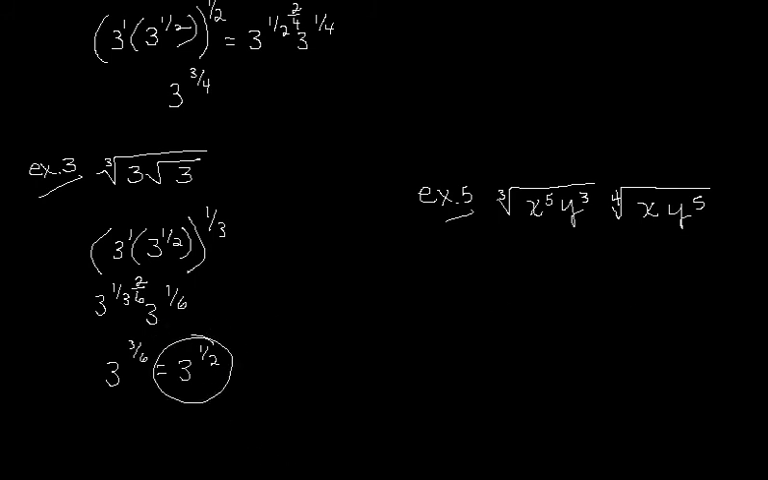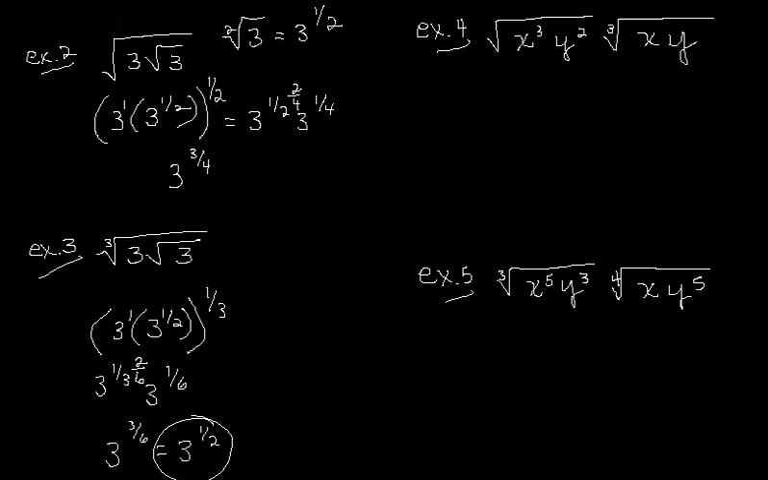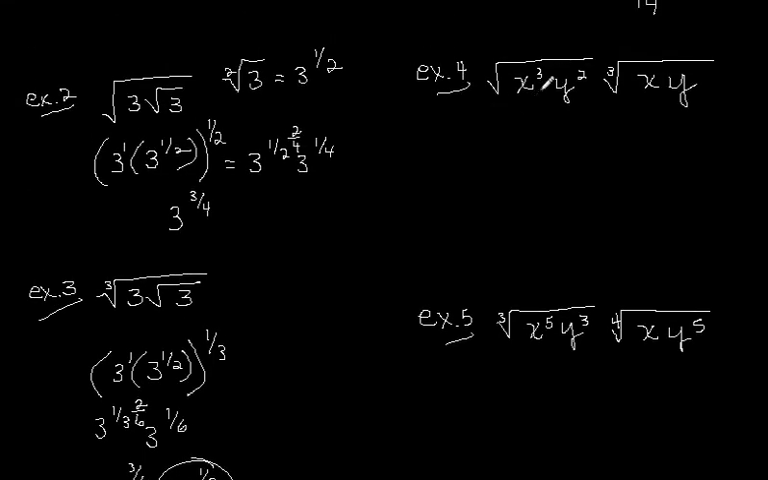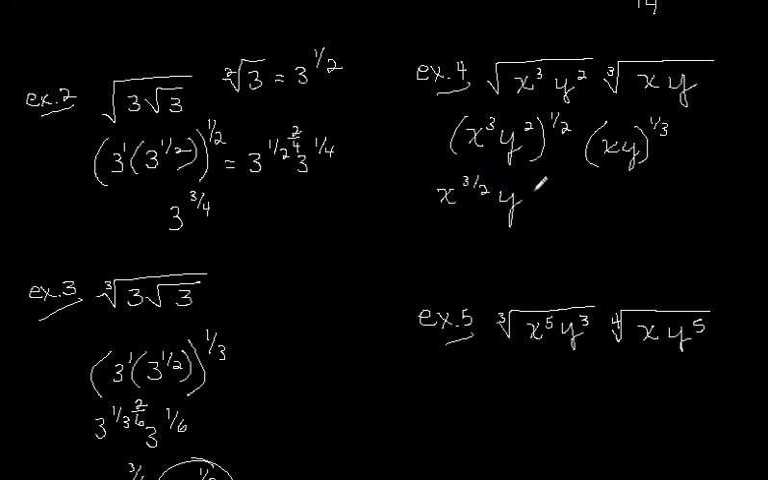Let's try some with variables in it. We're going to do the same thing. Both of these things are under a square root, so we would take both of these variables to the 1/2 power. Both of these variables are under a cube root, so it would be the 1/3 power. So we have powers to powers, so we multiply. So we get x to the 3/2, y to the 2/2, and that's just 1.